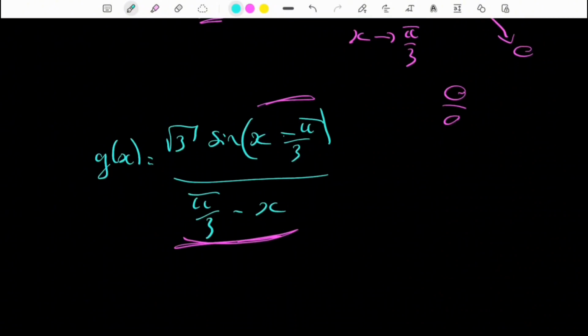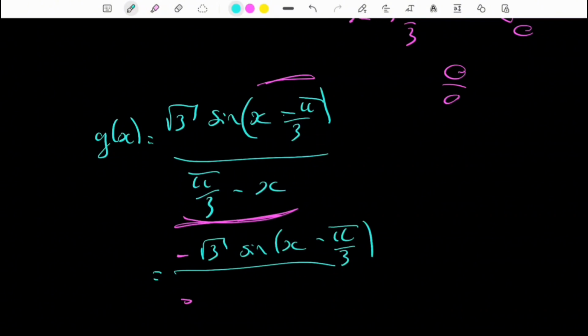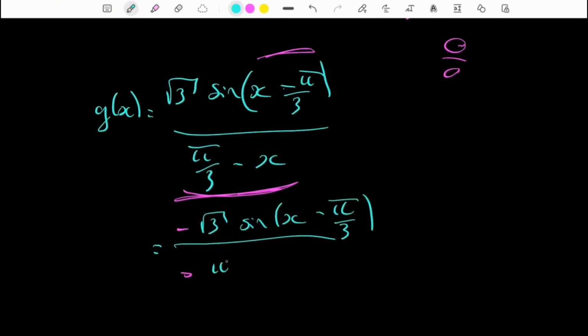Okay? So let's do a little bit of calculation. Let's add a minus on the top and a minus at the bottom. So minus times minus is equal to a plus. We didn't change anything by adding a minus on the top and a minus on the bottom. Because we want to have the same thing inside the sinus and at the bottom: pi over 3 minus x.